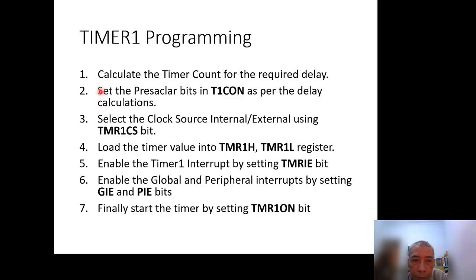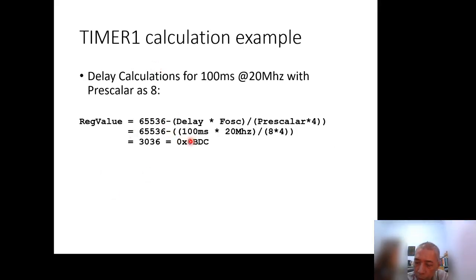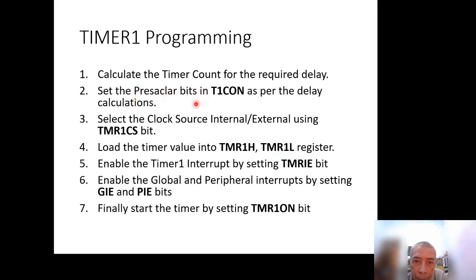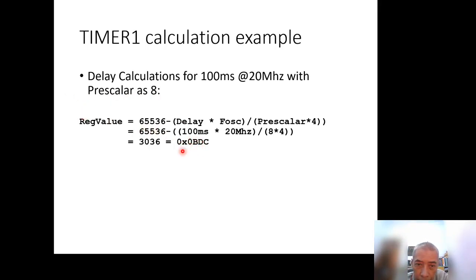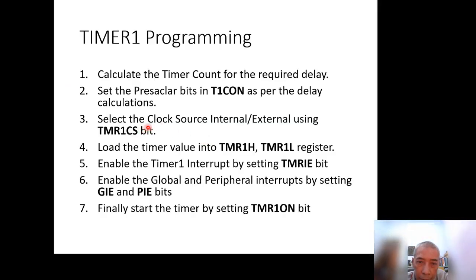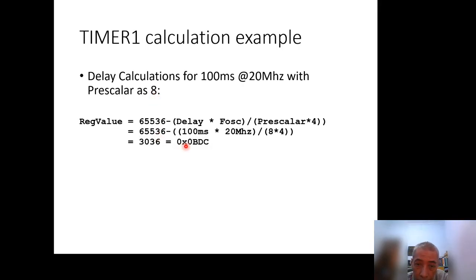So these are the 7 steps of timer 1 programming. First, always calculate the timer count, just like this calculation, or you can use the software. Then set the prescaler bits in T1CON as per the delay calculation, this register value for the delay of 100 milliseconds. Select the internal clock source using TMR1CS. Load the timer value to TMR1H and TMR1L. The prescaler is 8 here, and the timer value is 0BDC. So this is 16-bit.